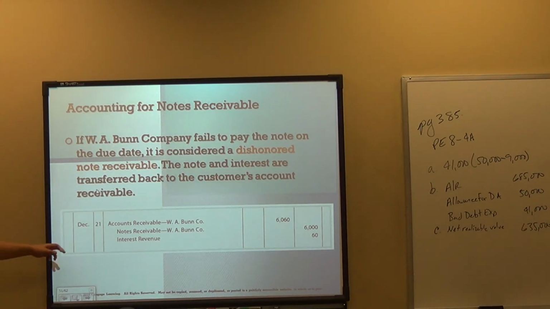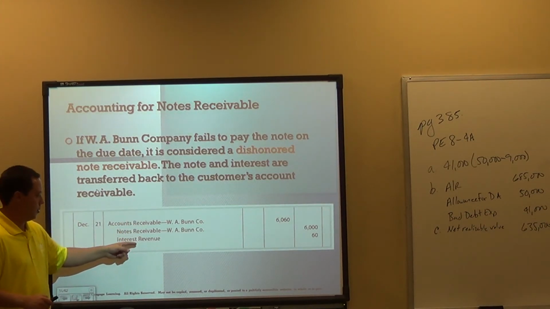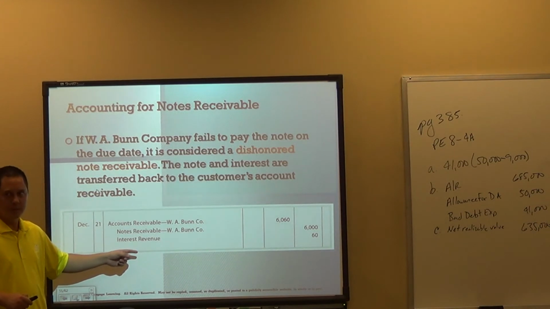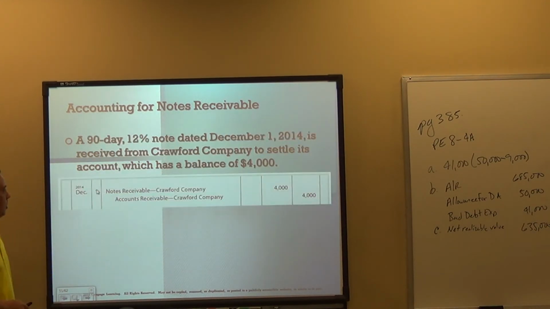The reason being here, notice that interest revenue, they owe us that $60. We were earning that $60 on that, but they still owe us that. So we're putting that back in there.